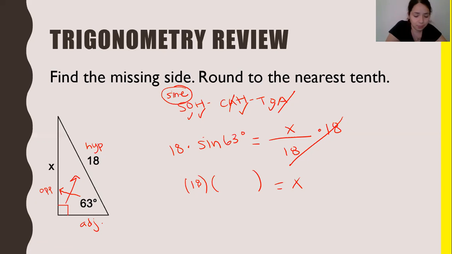I got 0.89. Good. Okay, so we do that. And now go ahead and multiply that by 18. I got 16.03. Good. I got the same exact thing.